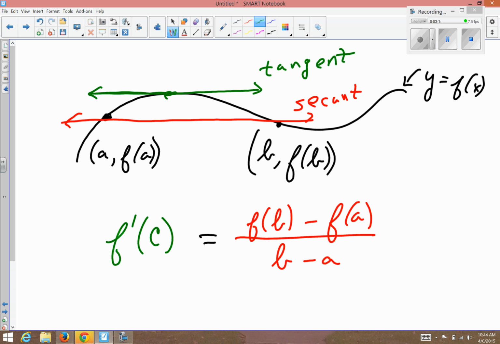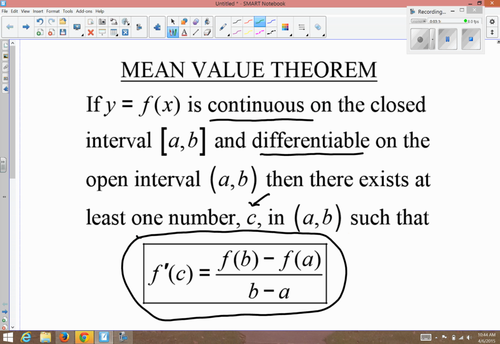The theorem can be stated like this. There's at least one number c, or one point in the interval, where the tangent line is parallel to the secant line, because equal slopes means the lines are parallel.